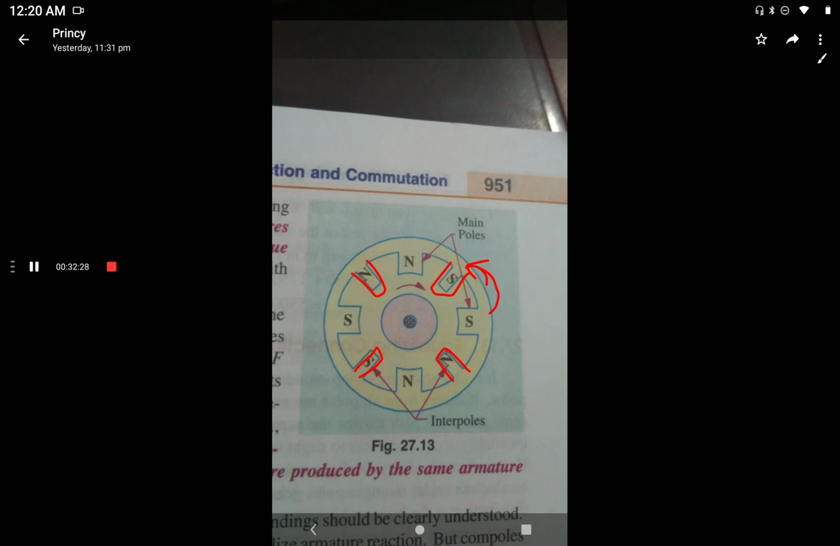It will neutralize it, and it will not delay the commutation period. So that will give the commutation period as a sparkless process. The EMF produced by the interpoles helps to make it a sparkless process. So the EMF produced will be sufficient to improve the commutation period. Okay, so this type of poles are called interpoles or compoles.